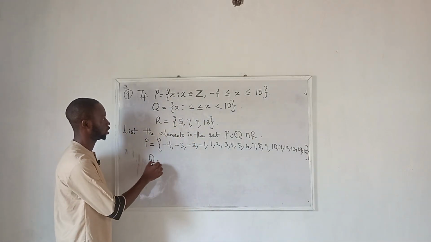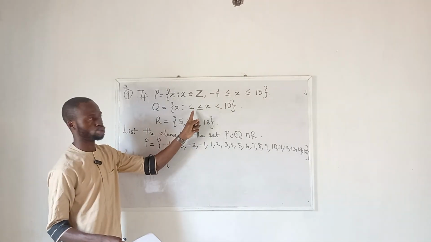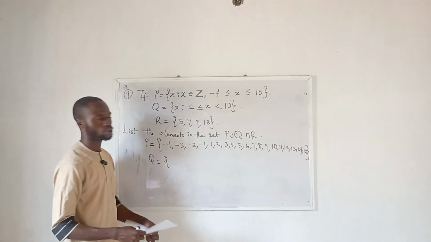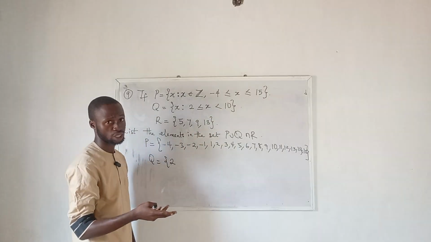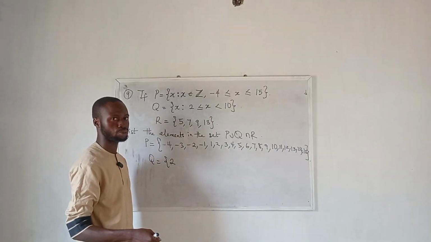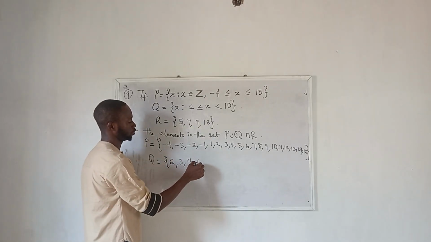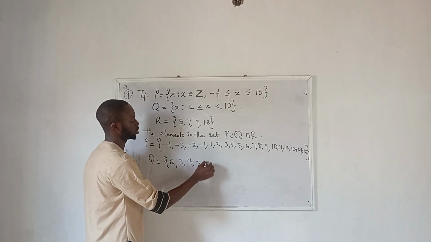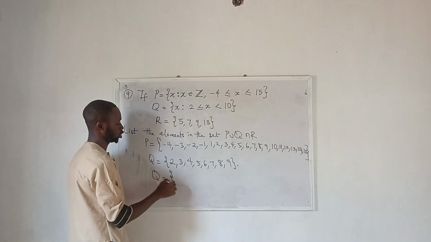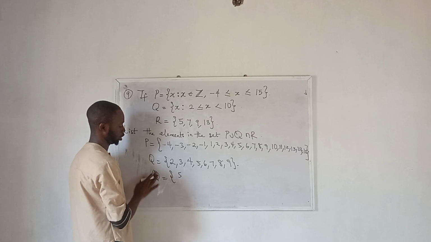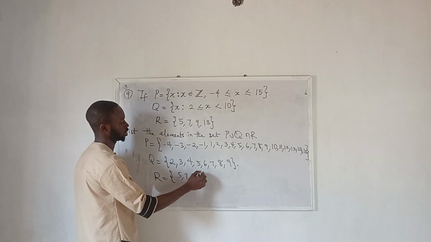For set Q, you are starting from 2 because it's less than or equals to. Then you are ending at where? Can you think about that? What is less than 10? That's going to be 9. So you are starting from 2, ending at 9: 2, 3, 4, 5, 6, 7, 8, and 9. And R is 5, 7, 9, and 13.